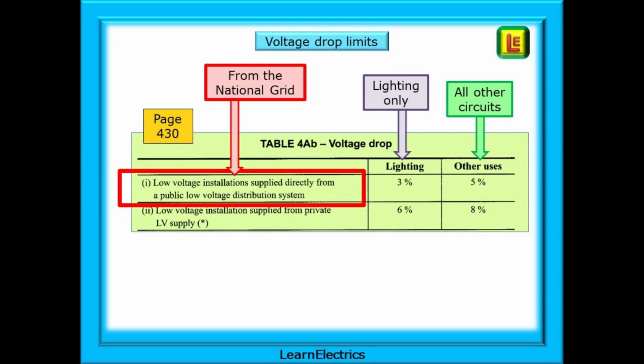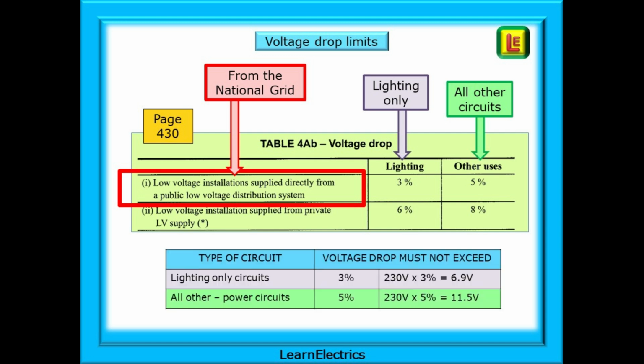Most of our work will be on low voltage public supplies from the national grid, where lighting only circuits have a limit of 3% and all other circuits, sometimes called power circuits, have a voltage drop limit of 5%. The table at the bottom shows what these percentages mean in real volts for a typical domestic circuit with a nominal voltage of 230 volts.